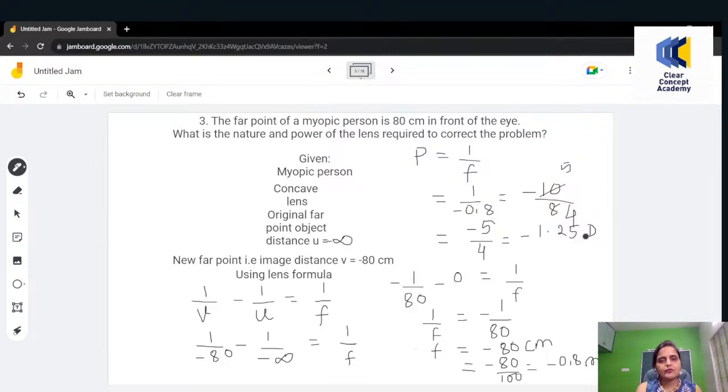So the kind of lens that we are supposed to use in case of a myopic person is a concave lens, and the power of that lens in this particular case should be minus 1.25 diopter. I'm repeating the same thing. For a myopic person, to correct the defect of myopia, we use a concave lens. Since it is a concave lens, the focal length is negative. Since the focal length is negative, the power of the lens is also negative. Thus we move on to the next question.